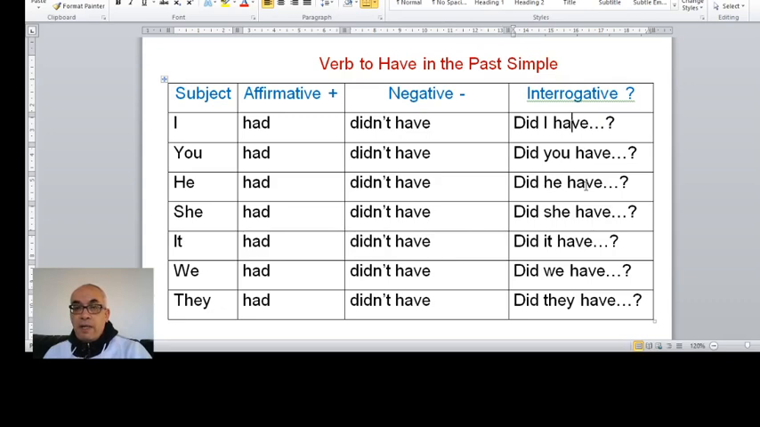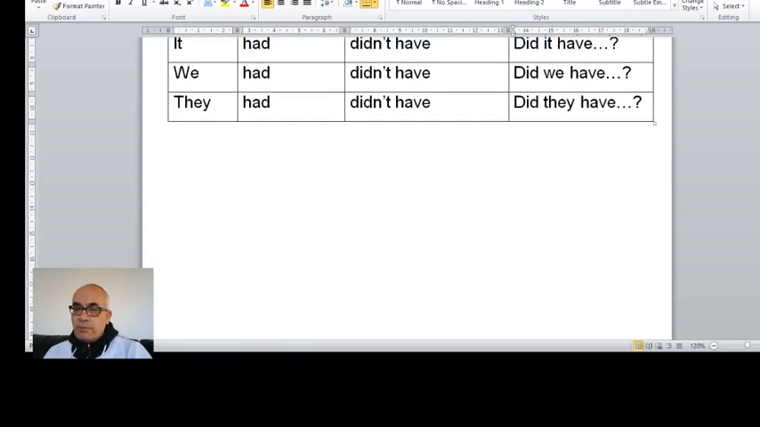Did he have? Some students write did he has because they think he has. No, if I say he has a pen, that's correct. But if it's a question, did he have? Why have? Because after did, I use infinitive. Did she have? Did it have? Did we have? Did they have? So don't forget this. Did he have? Not he has. And this is verb to have in the past simple.